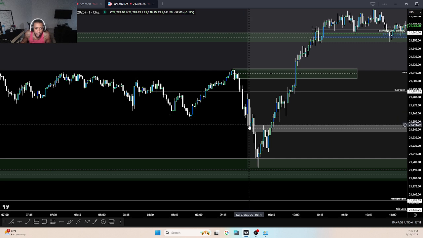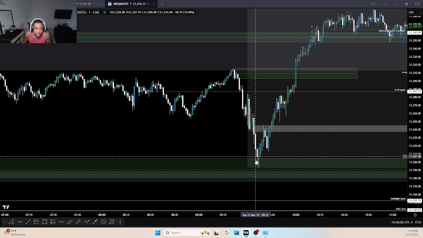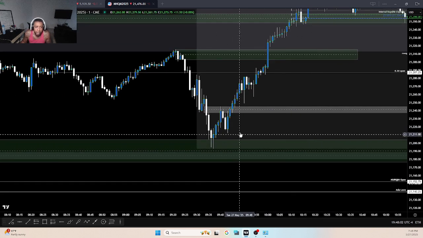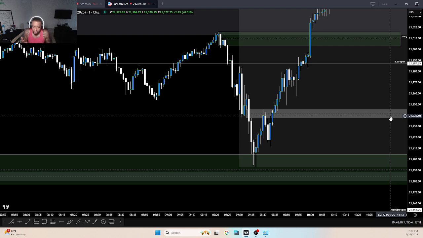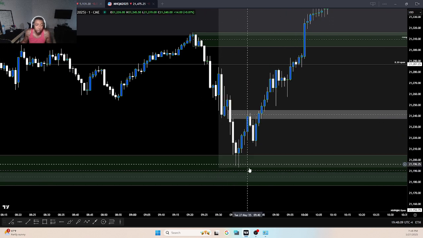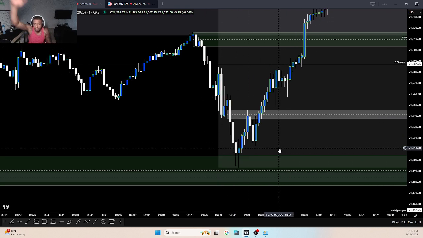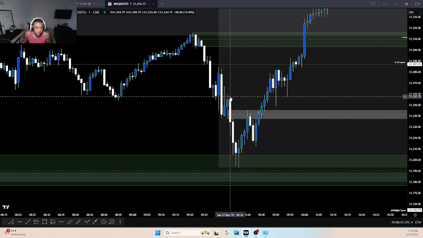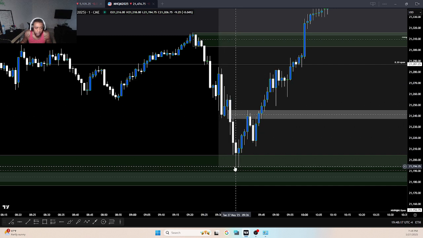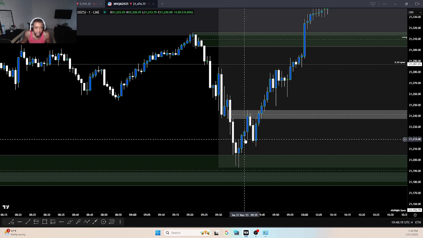So we opened up right here. We manipulated down to this area. This area is a 1 hour fair value gap. This is a key area where I'm expecting it to bounce and to displace from. So cool. Comes down into this level, we tap it, we sweep it, we displace higher.